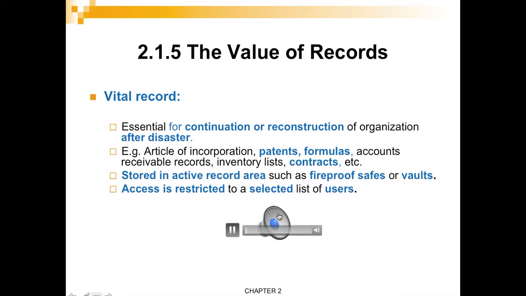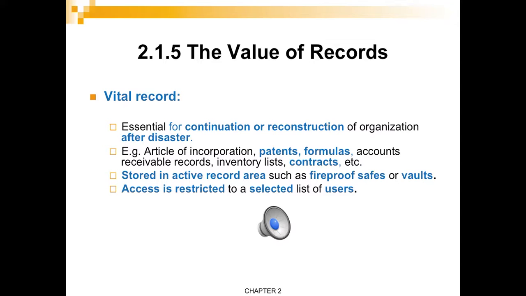Next, the value of records. There are at least 3 different values of records. Some of the records are vital to the organization, while others may be useful, important or non-essential.